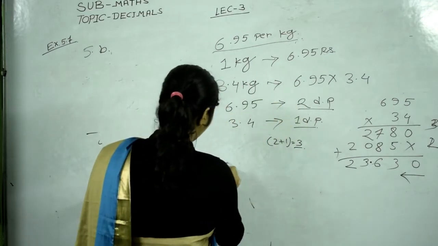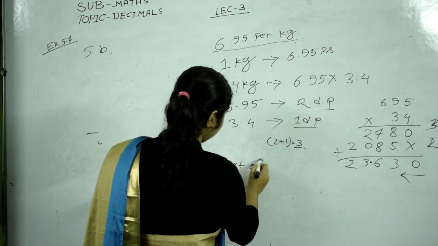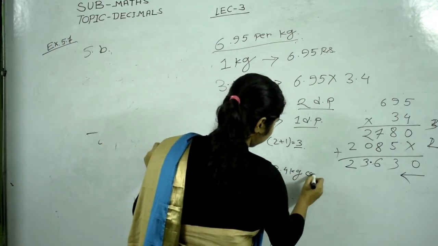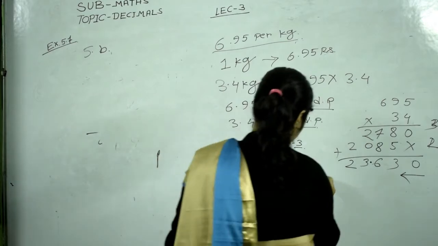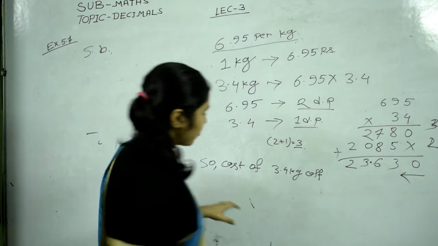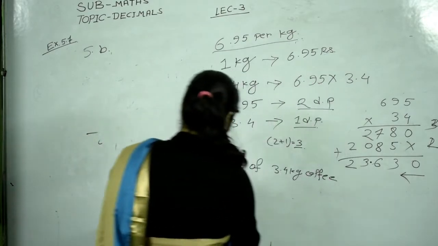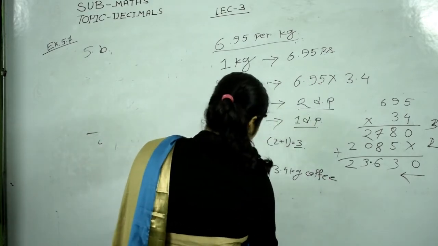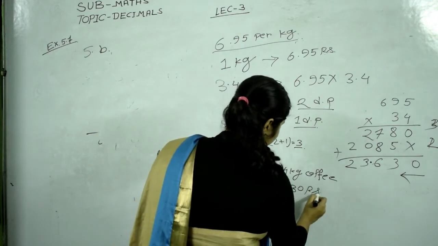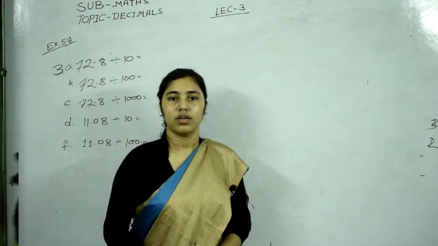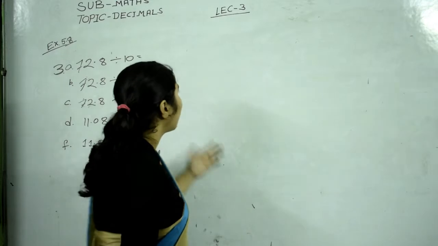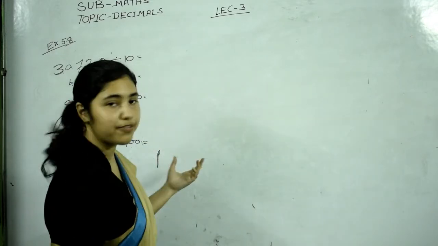So the cost of 3.4 kg of coffee is 23.630 rupees. Next we will learn the division of decimal fractions.